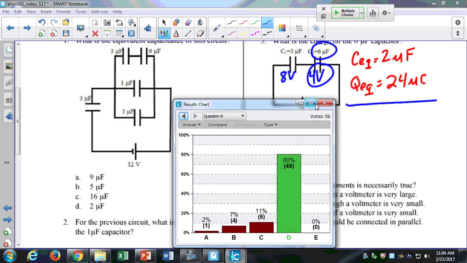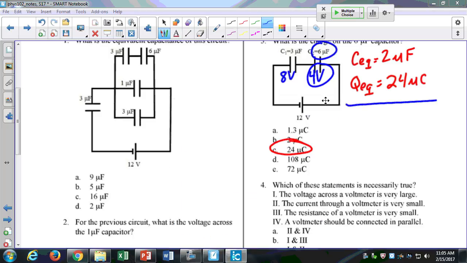Listen, I guarantee that as you practice this more and more, you will get better at it. And you'll be able to look at this circuit. You don't even put your finger on paper. And you'll be able to tell me that a 3 and 6 in series is equal to 2. And then a 2, a 1, and a 3, well, 2 plus 1 is 3, plus 3 is 6. So this whole thing simplifies to 6 microfarads. I'll write this down. This whole thing simplifies to 6 microfarads.